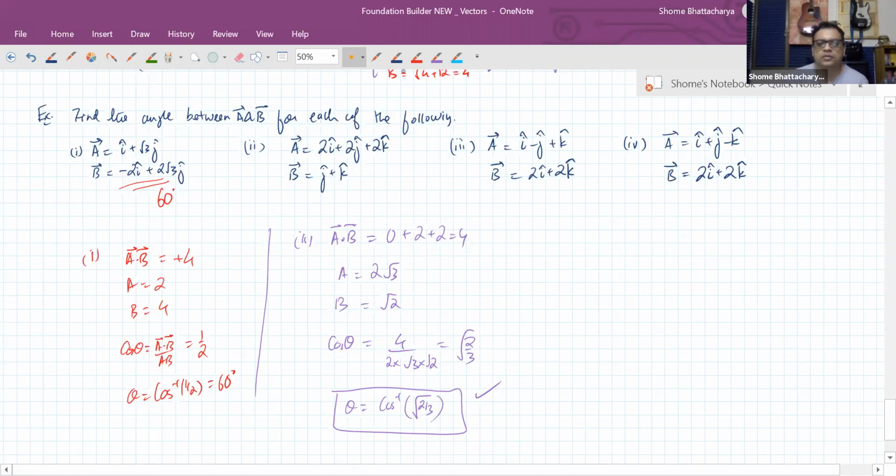Yes. Okay. Now similarly, when we come to the third one, we can see that A dot B is again 4. Okay, and magnitude of A is root 3. Magnitude of B is 2 root 2. So again we will see that cos theta comes out to be root 2 by 3. So it's the same angle. This and this are the same.